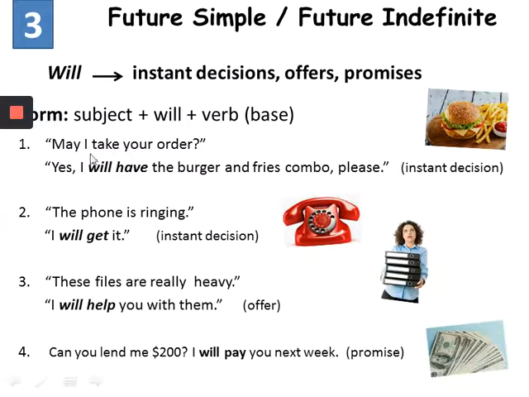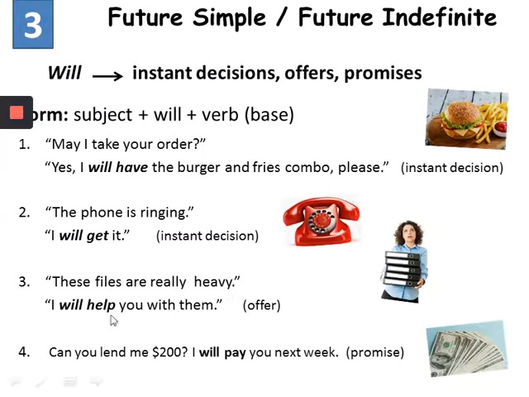For example, you go to a restaurant and the waiter asks you, "May I take your order?" And you say, "Yes, I will have the burger and fries combo, please." You're making an instant decision. You did not decide from home that you were going to go someplace, you're going to get hungry, and over there, you're going to buy burger and fries. No, you're making an instant decision. So I will have the burger and fries. The phone is ringing. I will get it. You're deciding it instantaneously. So I'll get it.